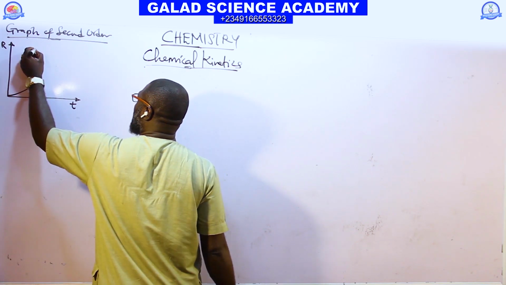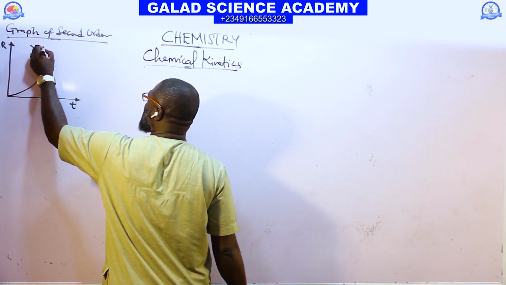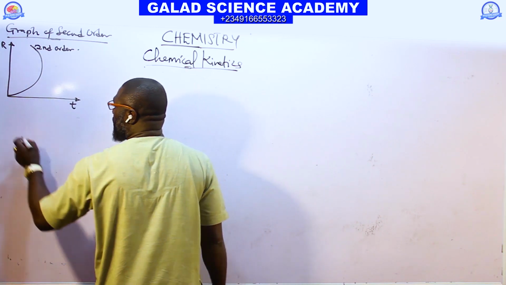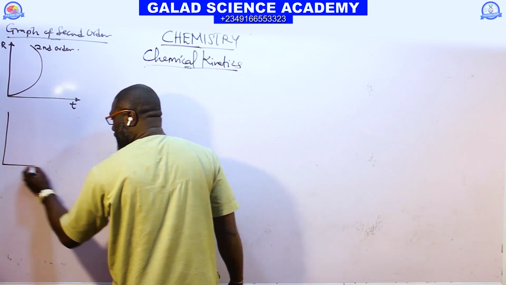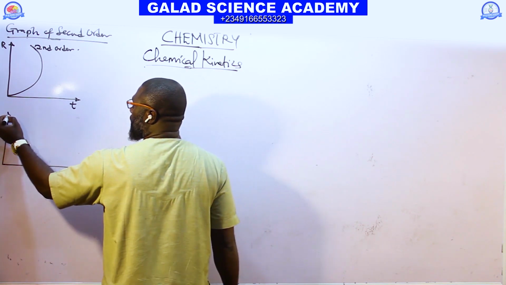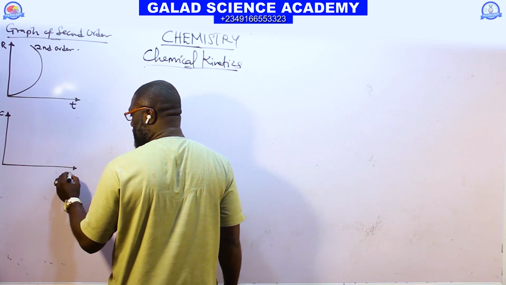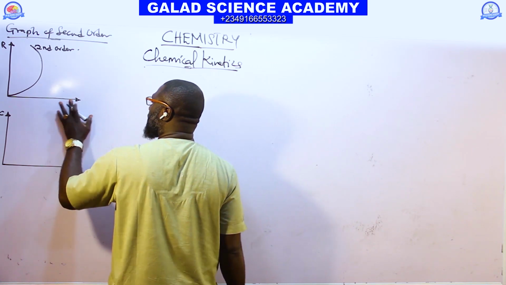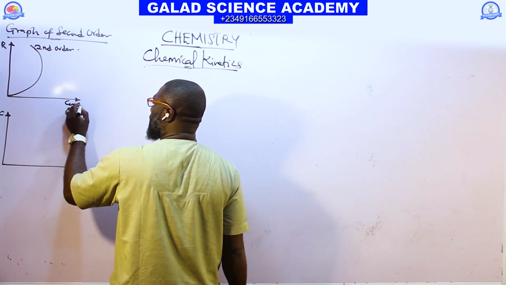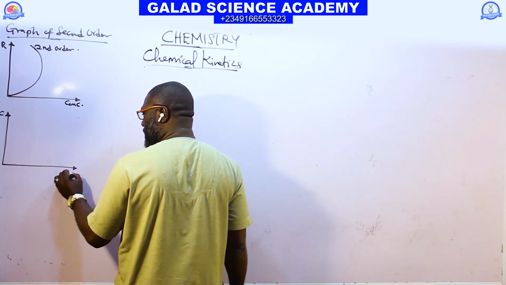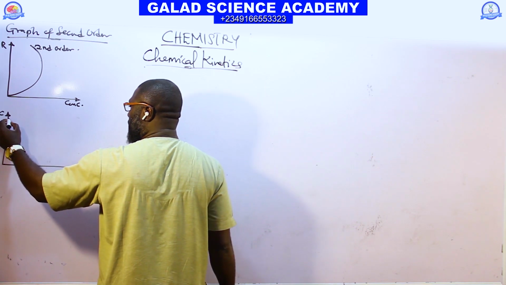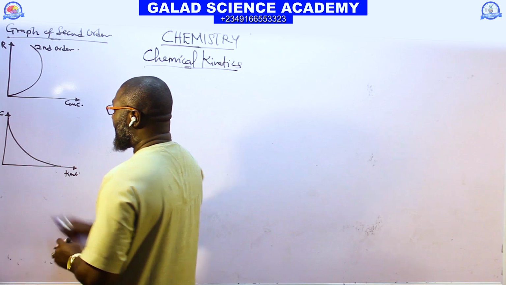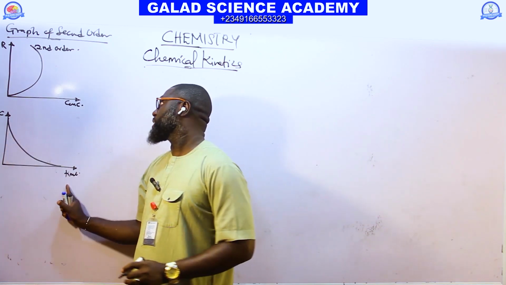The graph of second order looks like this. This is the second order graph, but in terms of concentration. Sorry, rate against concentration here. Concentration against time. The graph of second order also looks like this. So, concentration against time.